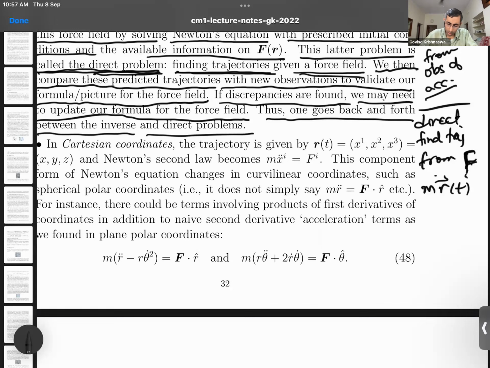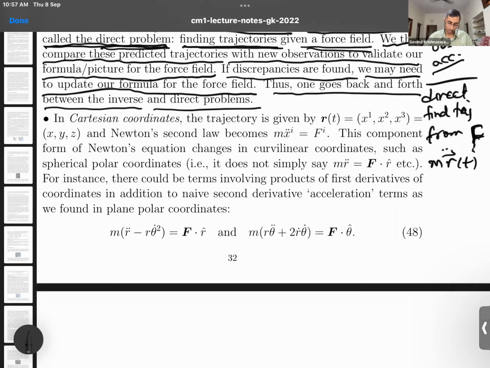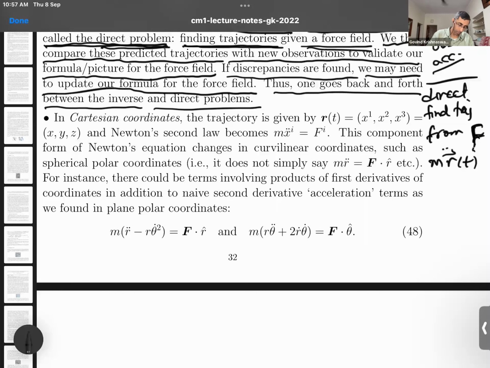You need to know r of t in order to differentiate it twice. And only then will you get its acceleration as a function of time. And from that, you can compute the force, using Newton's second law. But it is not enough to know the curve traversed by the particle. You need to know its parameterization by time, by Newtonian time. That is necessary. Yeah, this matter will come up again later on. Any other question?